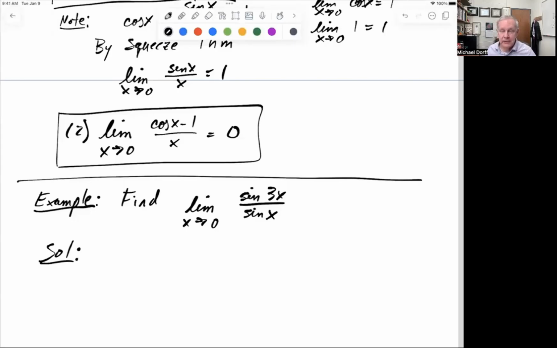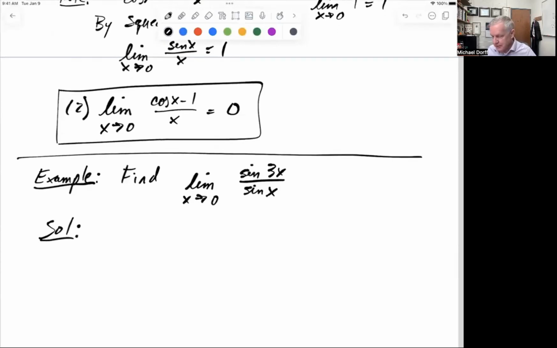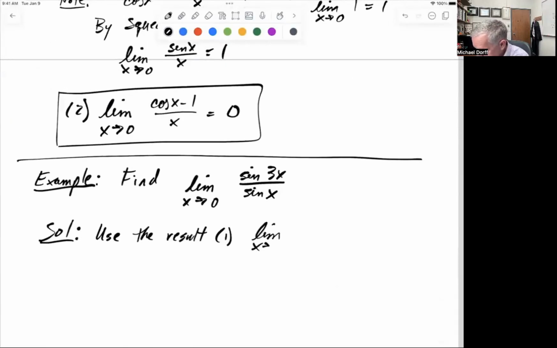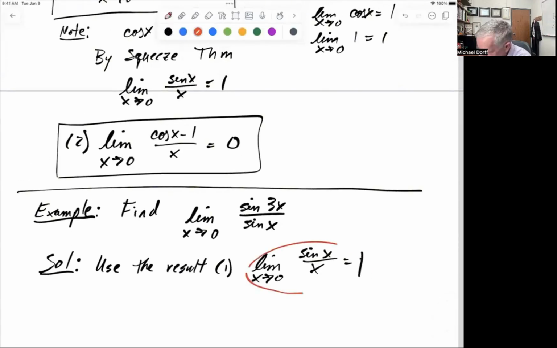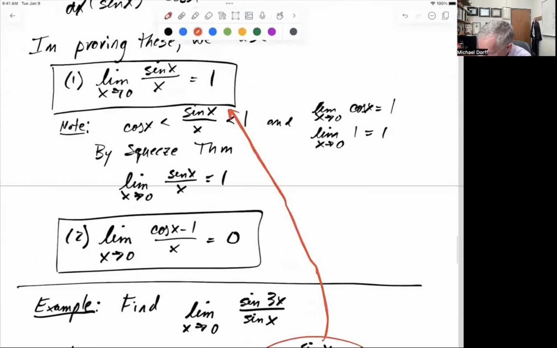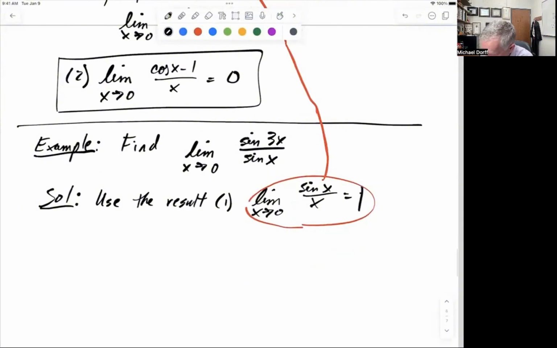Usually when we did manipulations earlier, that meant we could do something like factor it, or add fractions together, or we had a square root. This doesn't have any of those in there. So we have to come up with a new approach to this. And the new approach is to use the result from above, number one, that the limit as x goes to 0 of sine of x over x equals 1. We had this from up here.